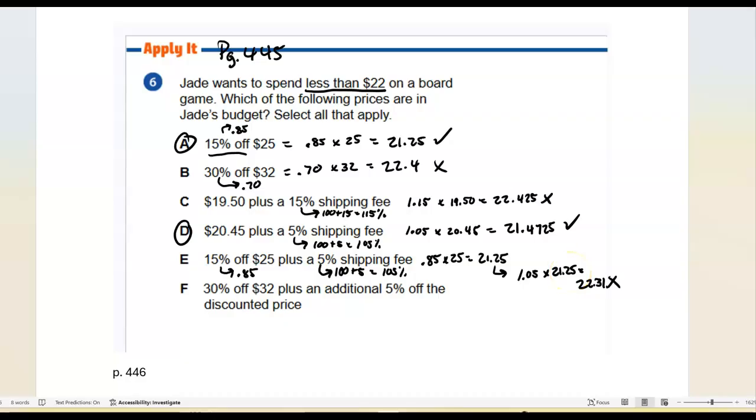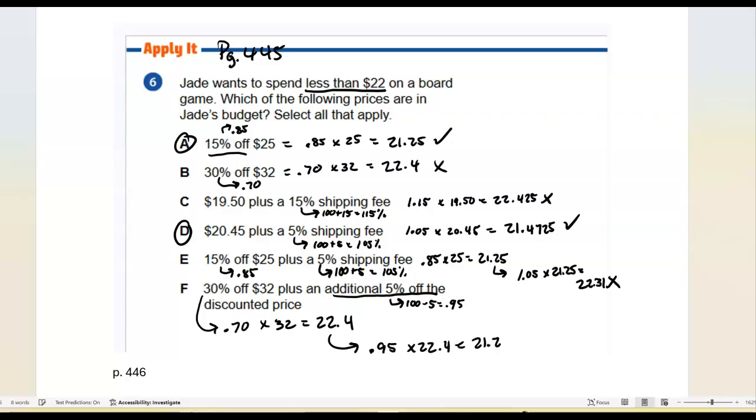And a 30% off discount of $32 plus an additional 5%. So 30% off discount is 70%. So 0.70 times 32, which is 22.4. So we're like, hey, that doesn't work. But then it says, and an additional 5% off. An additional 5% off would be 100 minus 5, which is 0.95. So then take this 0.95 times 22.4. And that gets you 21.28, which is less than 22. So F is your answer.